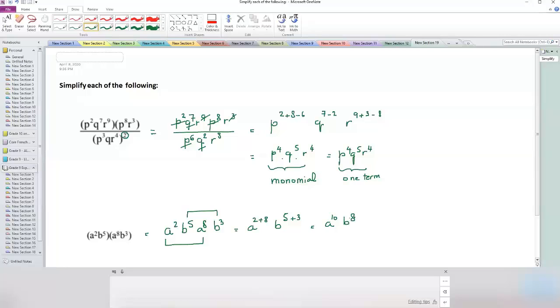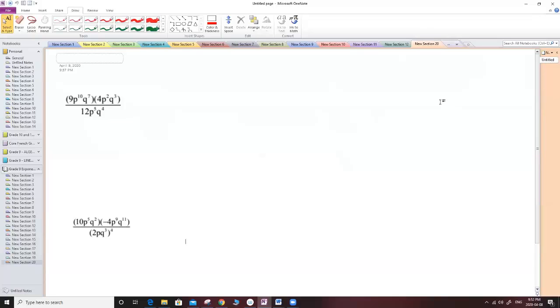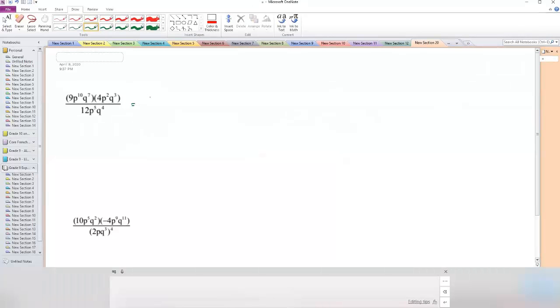Again, I ask myself, is this a monomial? Yes, it's monomial. Why? Again, because there is no addition, there is no subtraction to separate, so it's like one term. So it's monomial. Next one, if I have something like that, again, to simplify it, I have to do the same thing as I did before. I can remove the bracket.